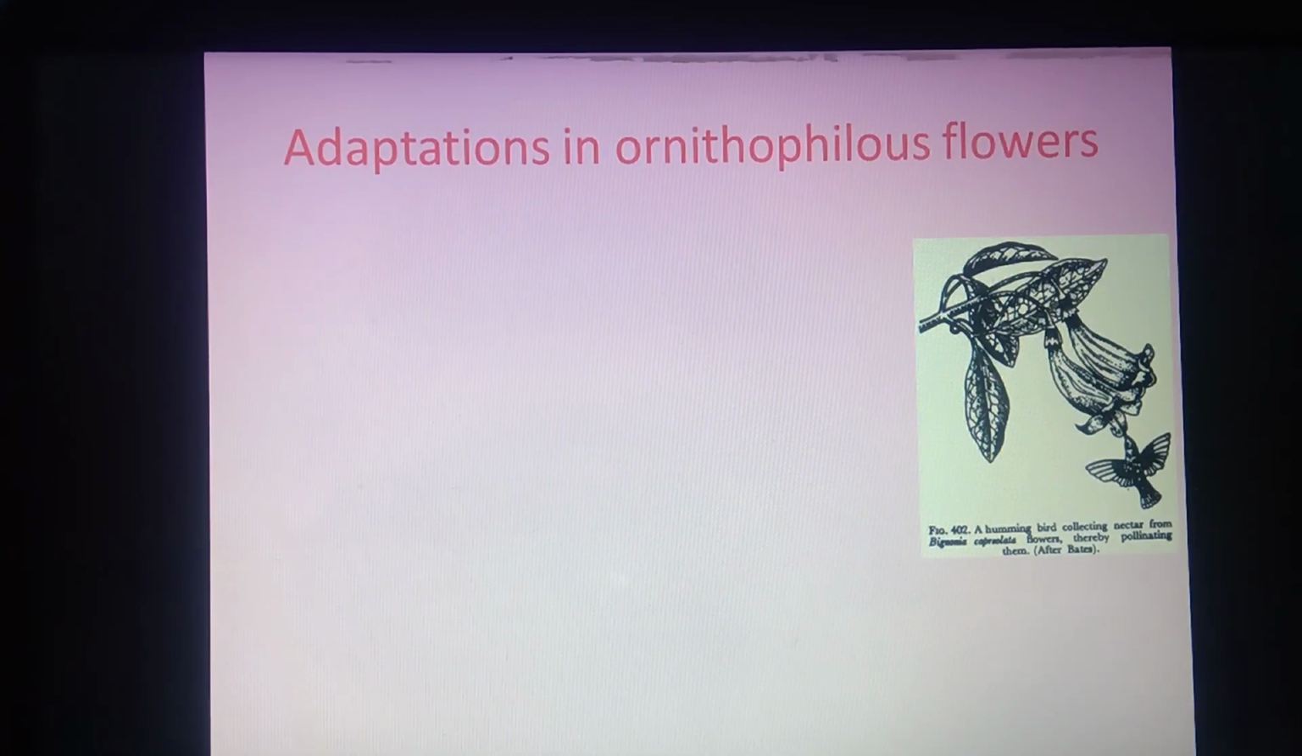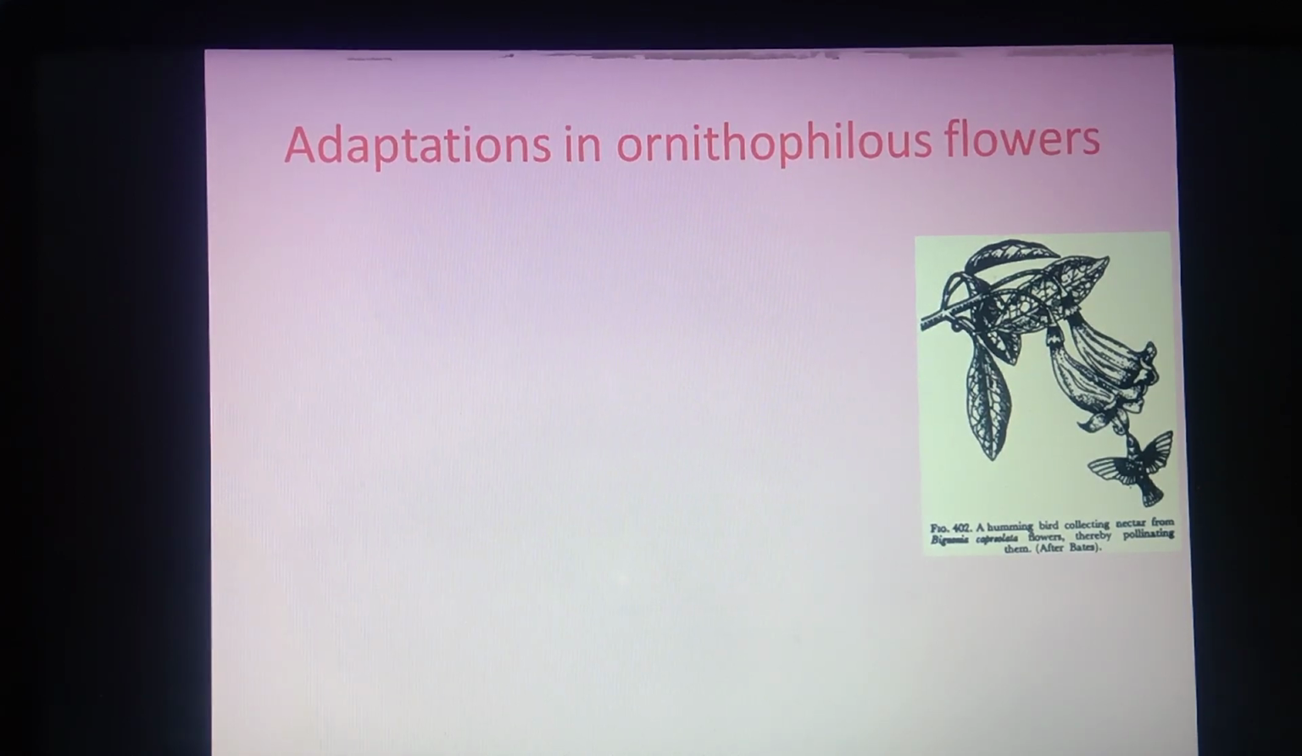Second type of biotic agencies of pollination. This is a bird. Bird achieves the process of pollination in the plant. Such plant flowers are called ornithophilous flowers. Then what are the adaptations shown by ornithophilous flowers? The process of pollination when achieved by the bird is called ornithophily.